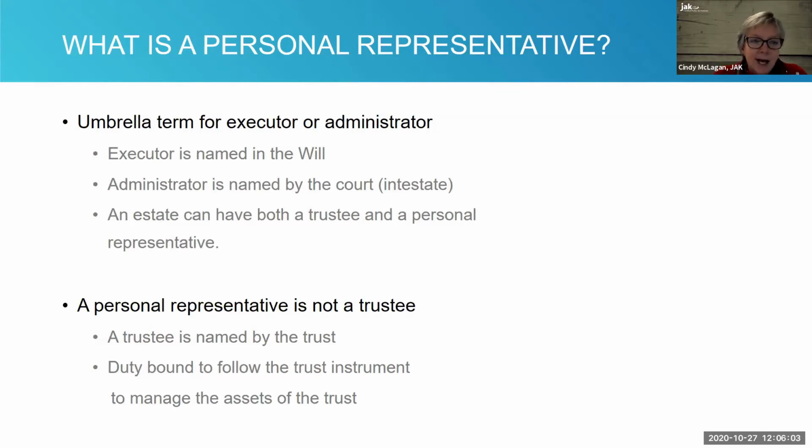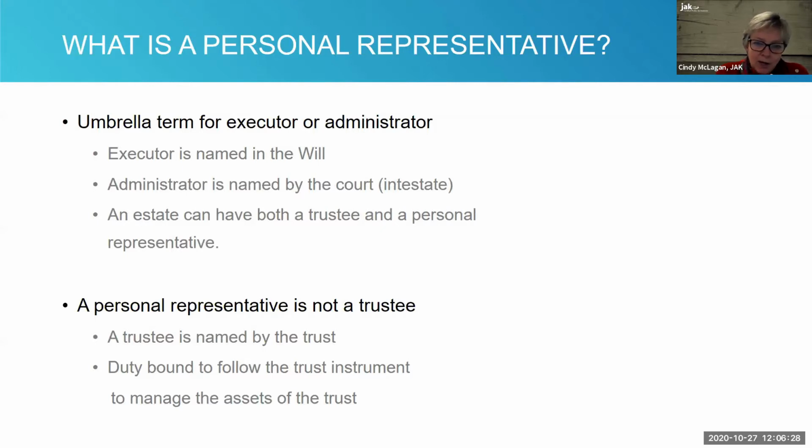So an estate can have both a trustee and a personal representative. And sometimes that's recommended. Maybe a person has a will and a trust. So the personal representative would take care of certain parts of the estate, and the trustee would only take care of what would be the assets of the trust.